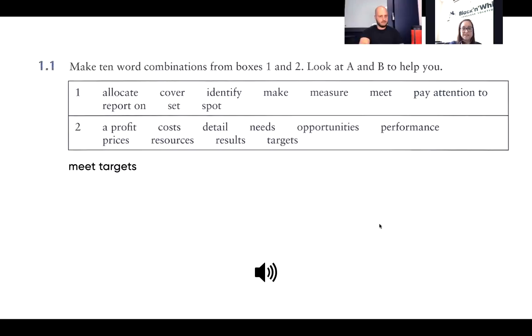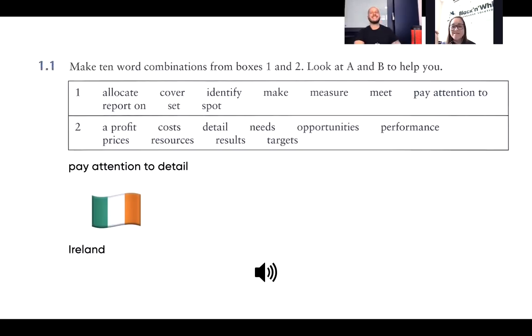Let's check it out. Meet targets. What was that, Míriam? Meet targets. Oh, it's a Canadian. Almost American. Pay attention to detail. Let's check it out. Pay attention to detail. Another different accent, right? Sounds like British, but yeah. Oh, it's Irish. Pay attention to detail.